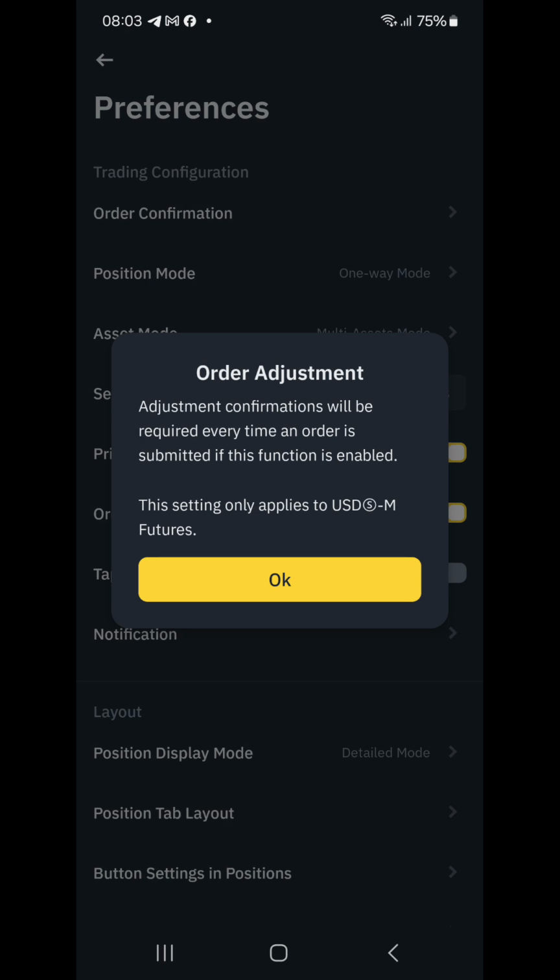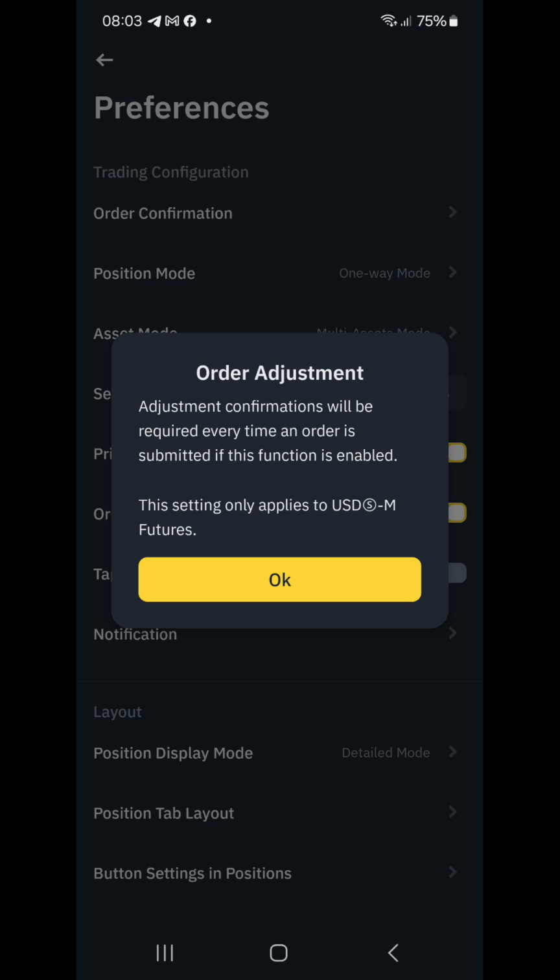This feature allows you to automatically adjust your orders based on market conditions. For example, if you place a limit order, what is a limit order? An order that only executes at a certain price or better. So I'm just explaining what a limit order is. We will look at them again.